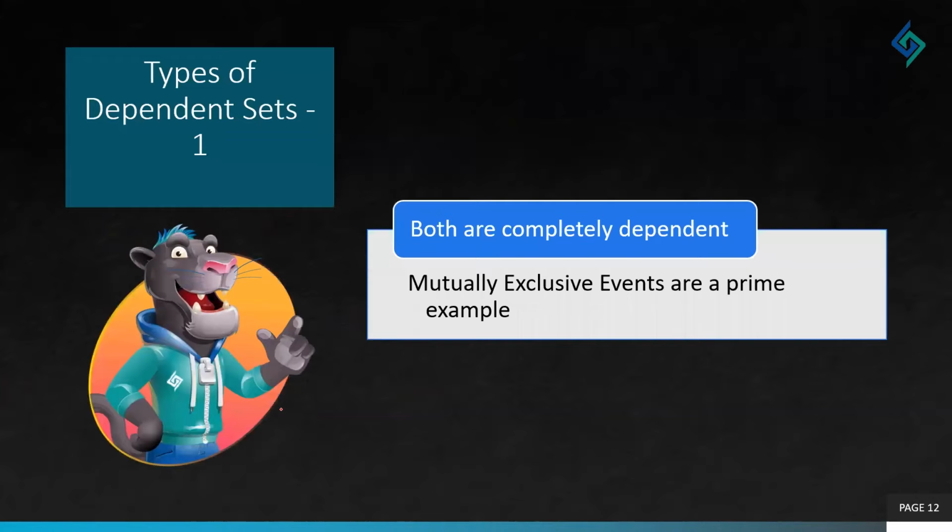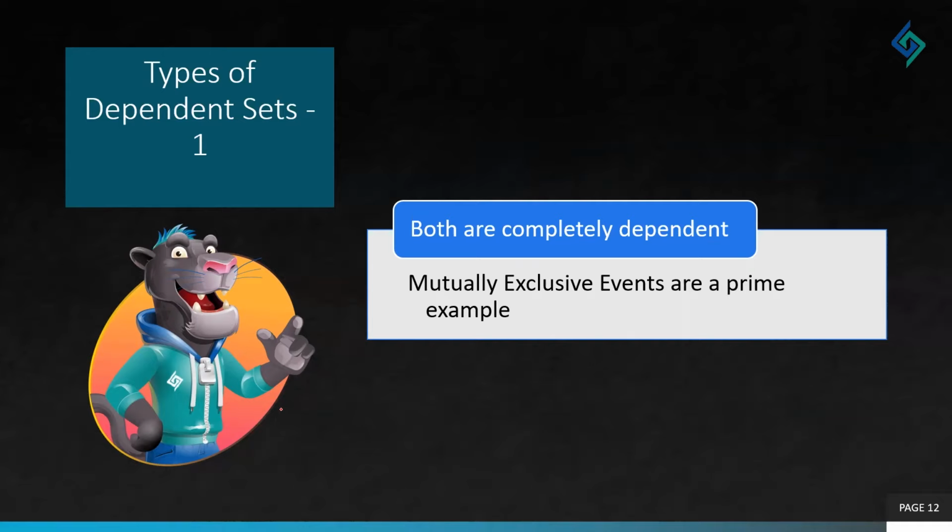First type of dependent events is, suppose I've got two events. I'm only going to stick to two events. I'm not going to go to more than two events to discuss exclusive and independent events, because that gets a bit too complex for this video. So first type of dependent events is when both are completely dependent on each other. So event 1 and event 2 are completely dependent on each other. And a simple example of that are mutually exclusive events. Because if one happens, the other cannot happen. And if the other happens, the first one cannot happen. So they're dependent on each other happening.